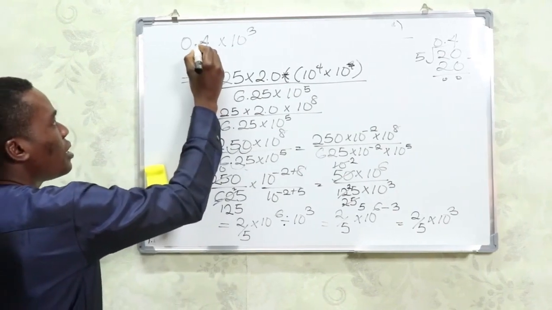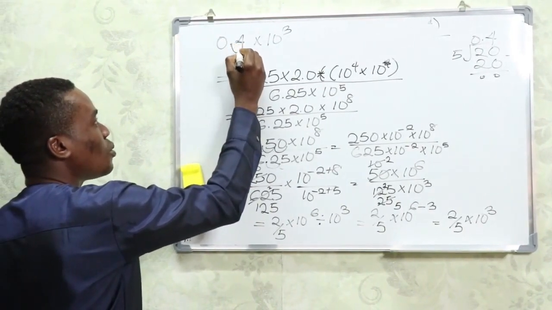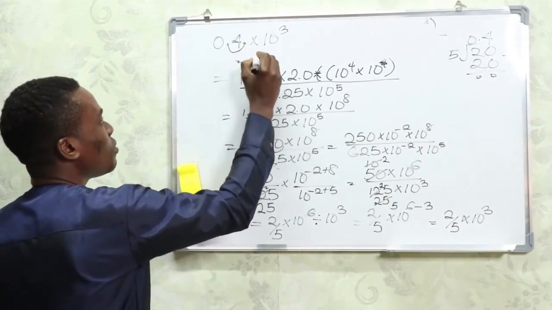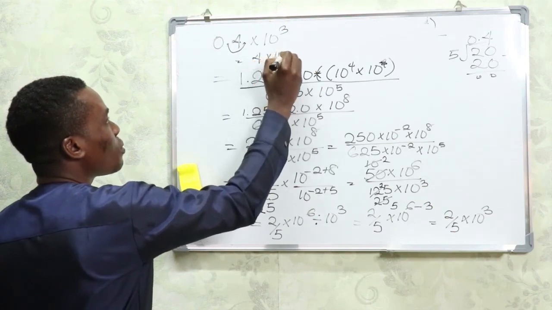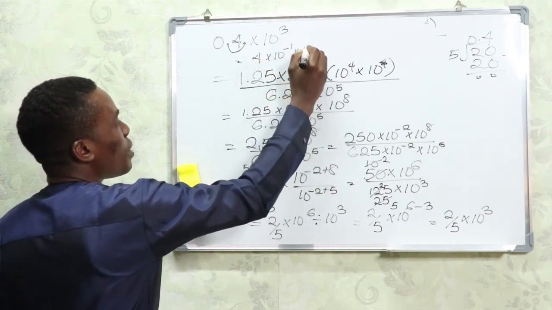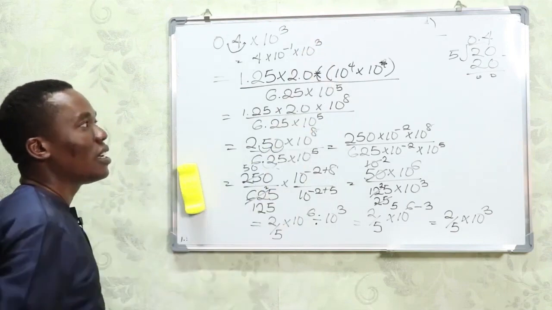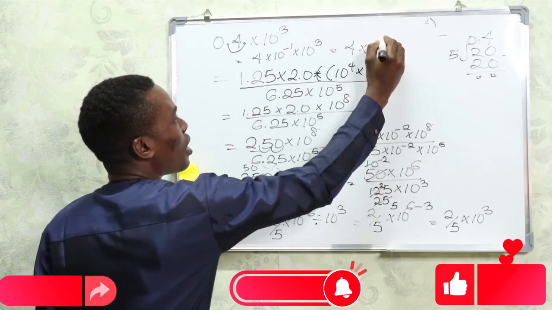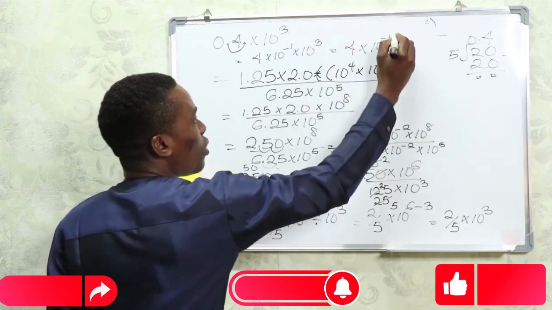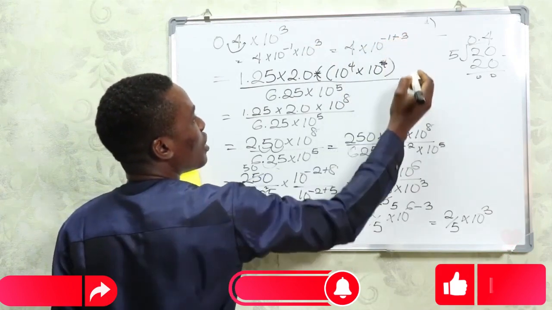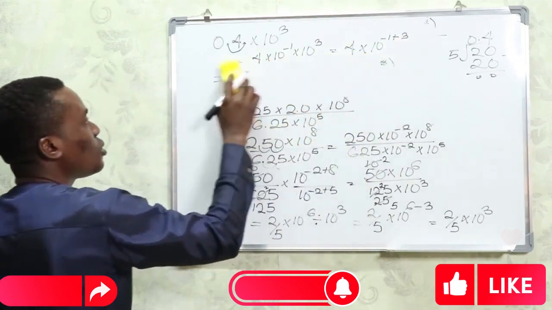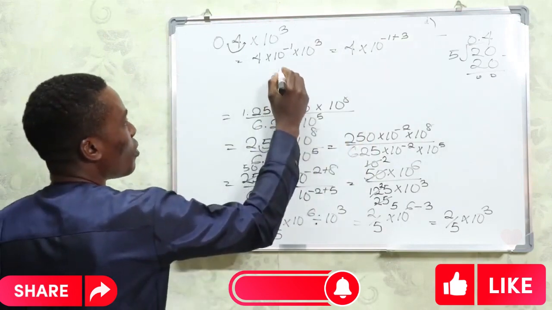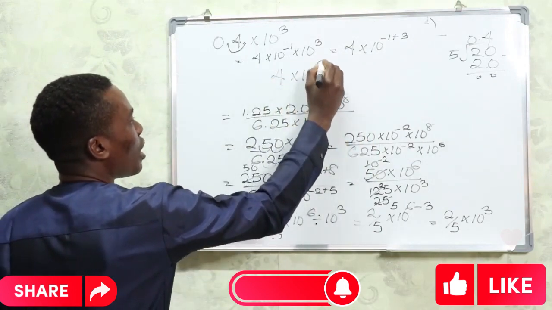Now we're going to change this 0.4 into standard form. So remember, we'll be counting from the right to the left hand side, and that portrays negativity. So this will give us 4 times 10 raised to the power minus 1 multiplied by 10 raised to the power 3. Now this will be equal to 4 times 10 raised to the power minus 1 plus 3. So finally our result is going to be 4 times 10 raised to the power 2.